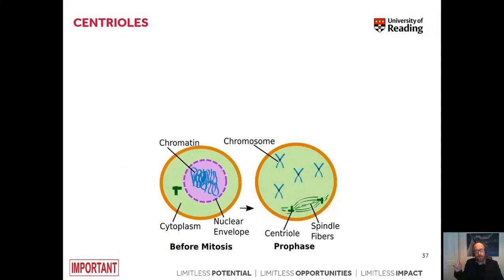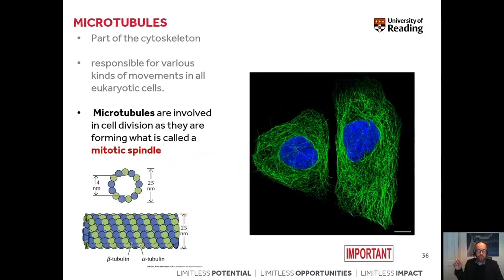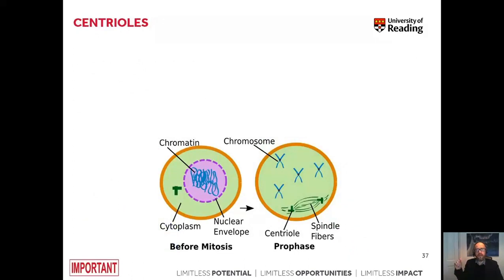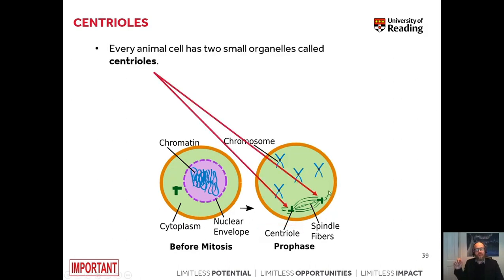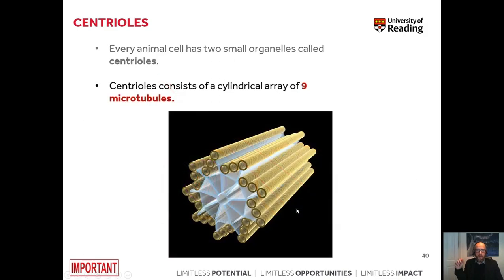Another type of microtubules that play an important role in cell division are centrioles. Centrioles are actually organelles, and they consist of a cylindrical array of 9 microtubules, what you can see here.